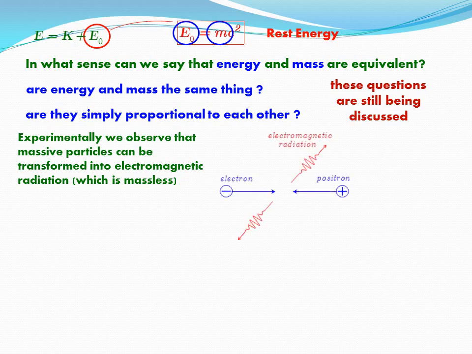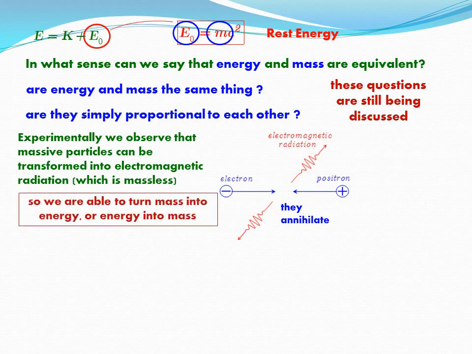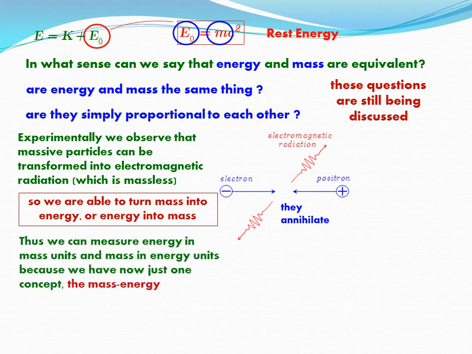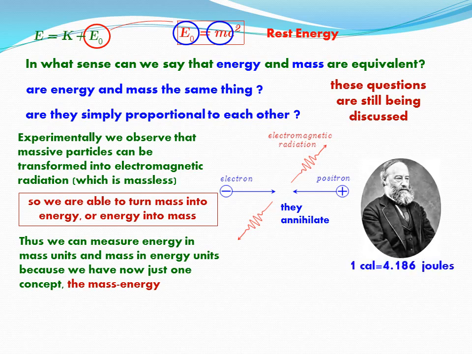To illustrate this, consider that when an electron collides with its antiparticle, a positron, they annihilate and they are transformed into electromagnetic radiation. Therefore, we are able to turn mass into energy and also energy into mass. So we can measure energy in mass units and mass in energy units because we have now just one concept, namely the mass energy. This is pretty similar to what James Joule did in the 19th century when he measured that 1 calorie was equal to 4.186 joules.